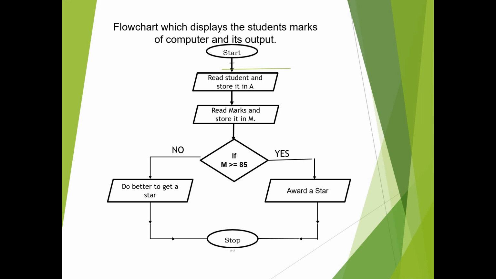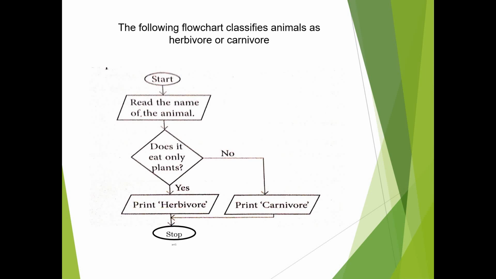The next flowchart question. Here's a simple flowchart which classifies the animals as herbivore or carnivore. Okay, simple example. All these three questions are based on decision making symbol. So just understand these three flowchart questions very carefully, and copy them back to your notebook. You can pause the video and all these three flowchart questions you have to write in your notebook.